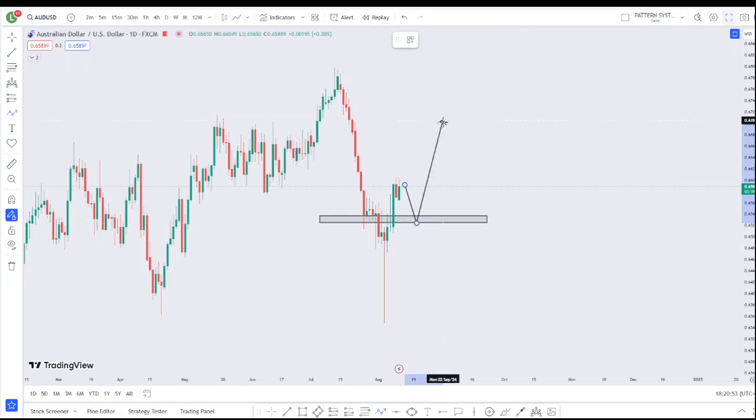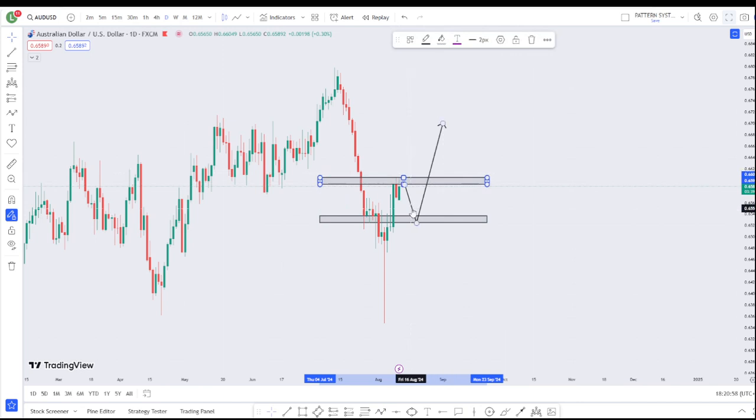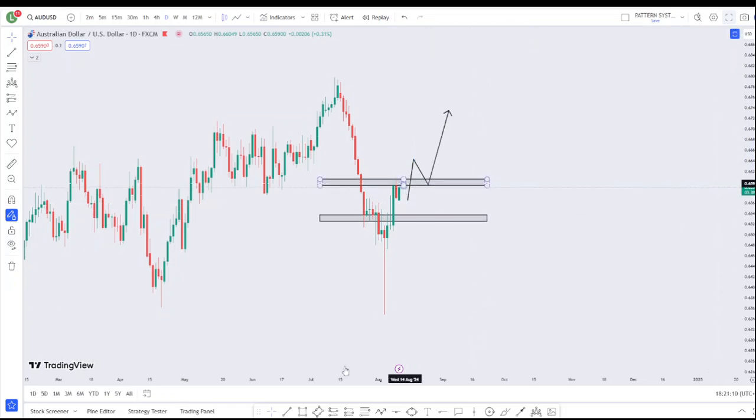so that we can take a buy opportunity, or we wait for price to break this resistance on the daily time frame, to break it to the upper side, and wait for a pullback at this resistance turned support so that we can take another buy opportunity on AUD USD. These are the two setups that I am watching out for on AUD USD.